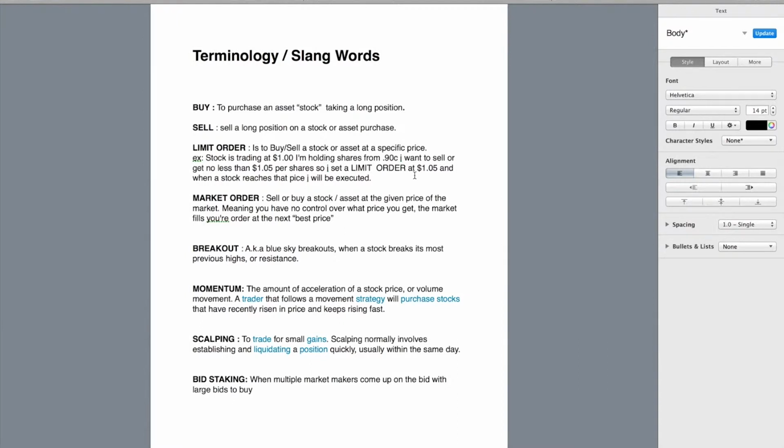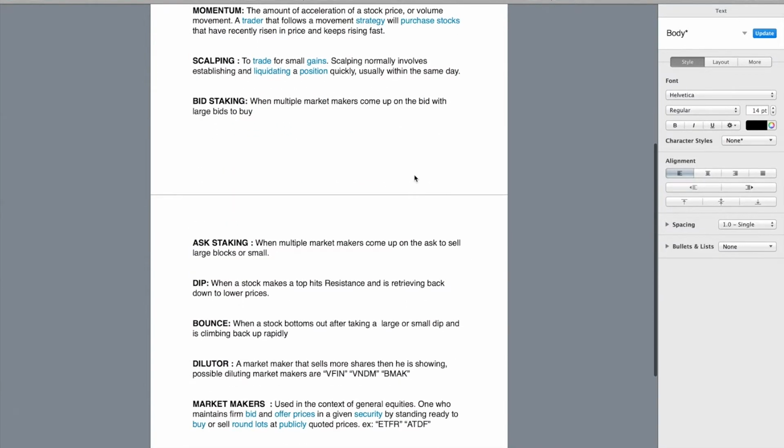Scalping, to make small gains within one day, a couple minutes, hours, whatever your technique is. Basically, within a day is called scalping. Bid stacking is when multiple market makers come up on the bid with large bids or large buys. It doesn't always have to be large buys, as long as there's multiple market makers coming up to buy, showing demand. That's called bid stacking. Ask stacking, same thing. When multiple market makers come up to sell on the ask, whether they're large or small blocks, as long as there's a lot of them, that's known as ask stacking.